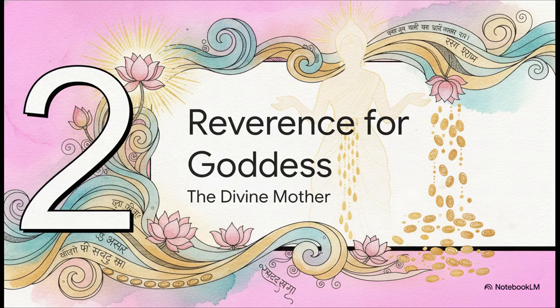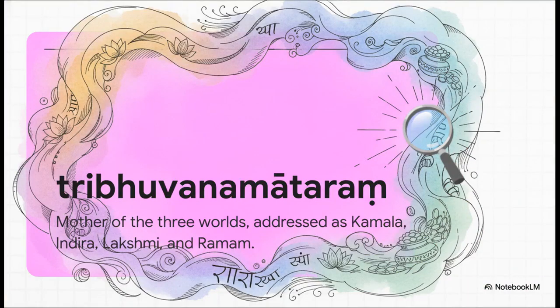Which brings us to Section 2, Reverence for the Goddess. Let's look at exactly who these verses are addressing. Throughout the text, the author uses a whole array of titles for the divine feminine. We're talking names like Kamala, Indra, Lakshmi, and Ramam. Specifically, the text calls her Tribhuvanamataram, the mother of the three worlds.